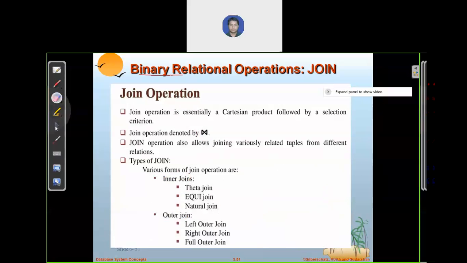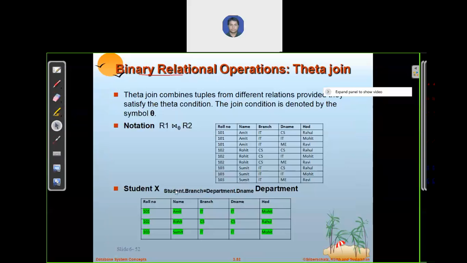Let's see an example of each. This is the theta join, where we are joining these two relations, student and department, based on this condition: branch must be equal to department name. If this condition is satisfied, then only we will consider that record for the resultant relation.